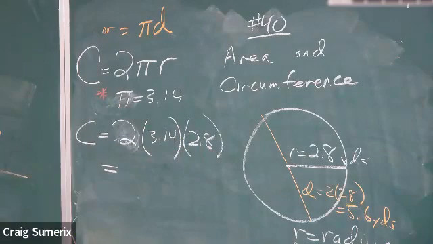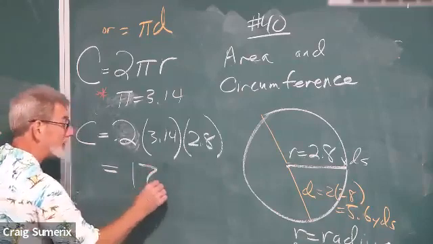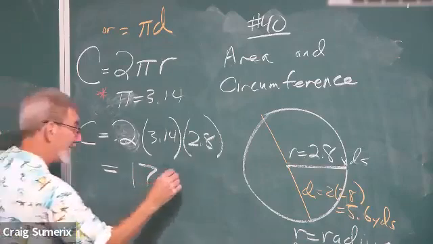I have no idea. 6 times 2, it's bigger than 12. What is it? We got it? 17.5. Wow, that's a lot bigger than 12, isn't it? 17 point, what's next? 584.